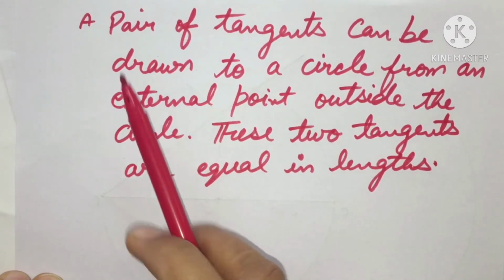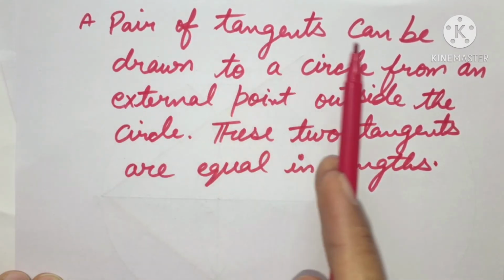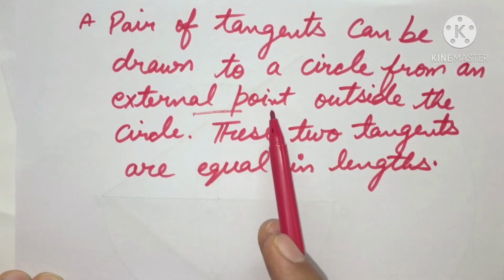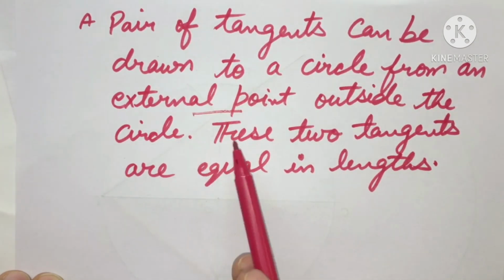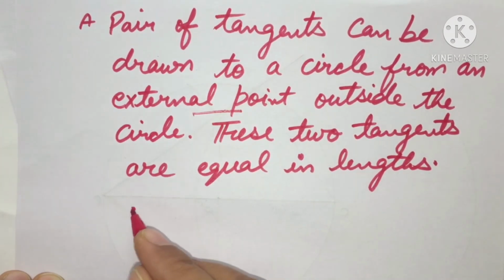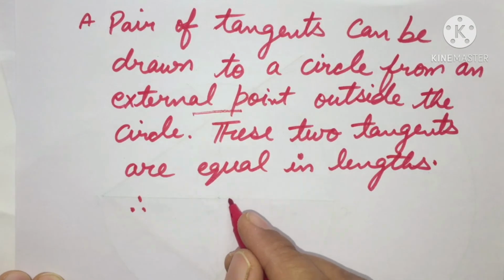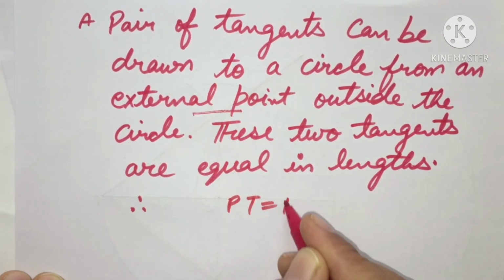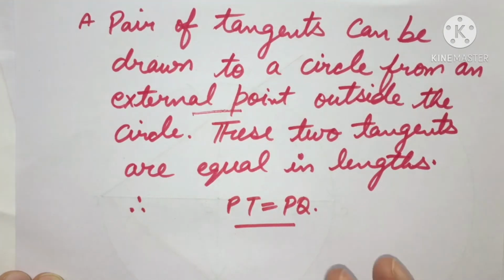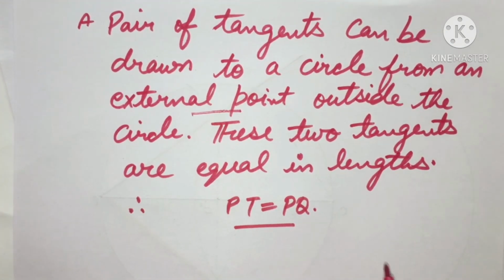In the last we can write that a pair of tangents can be drawn to a circle from an external point outside the circle. These two tangents are equal in length, so therefore we can write that PT is equal to PQ. So in this way we can give justification for our question.